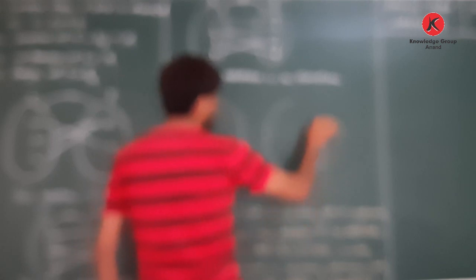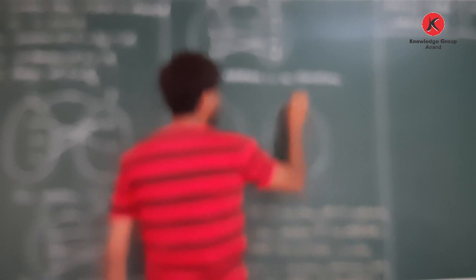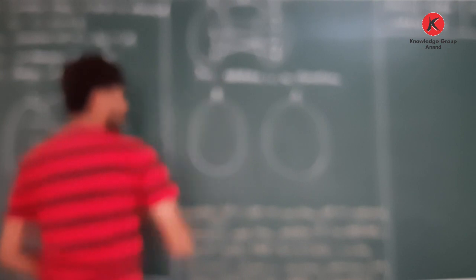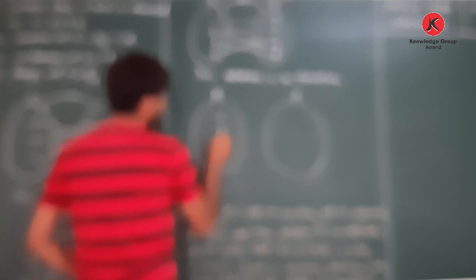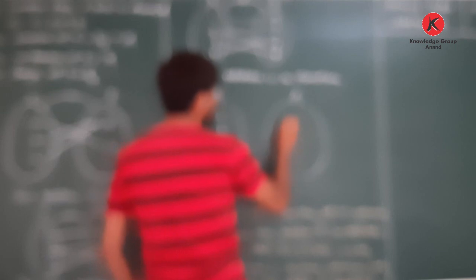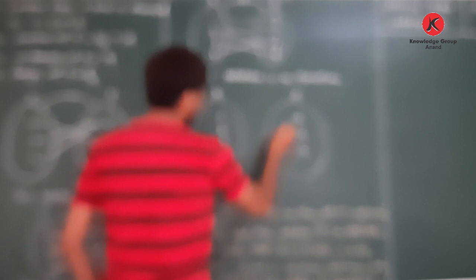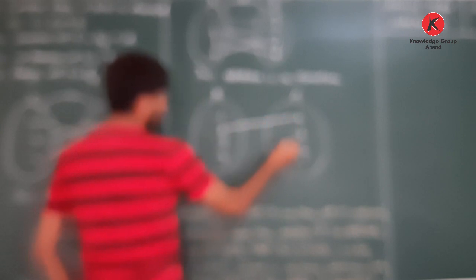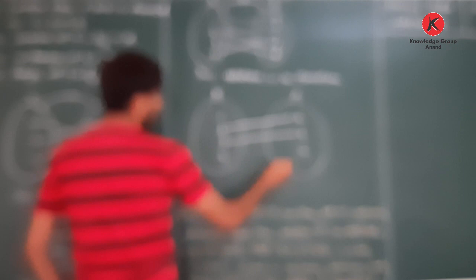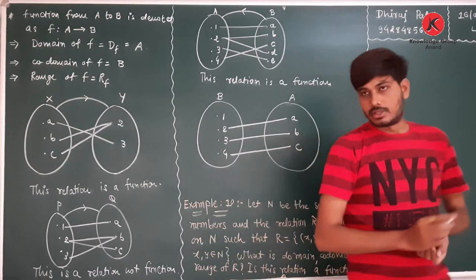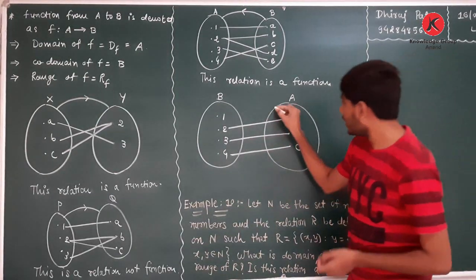Suppose the relation from A to B is given here. The elements in B are 1, 2, 3, 4. Elements in set A are A, B and C. Now see here, A is connected with 2, B is connected with 3 and C is connected with 4 here. Okay, now check this. This is a relation from A to B.